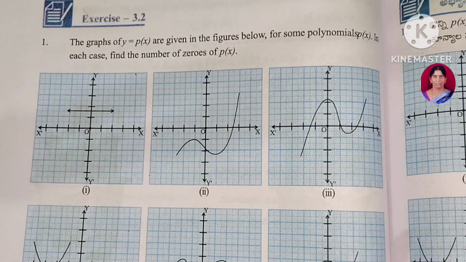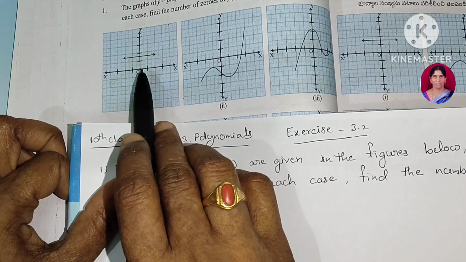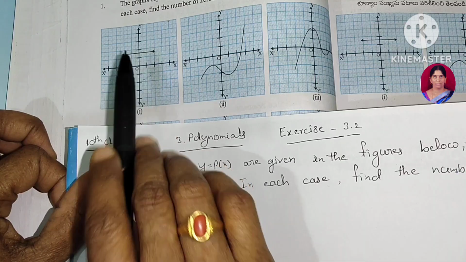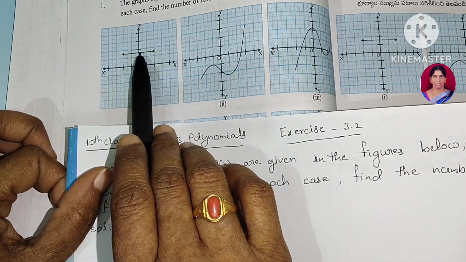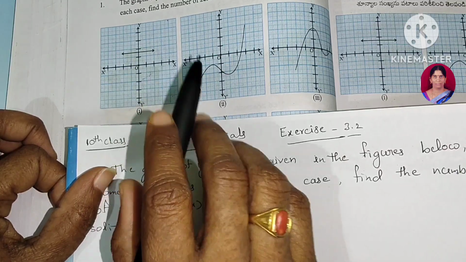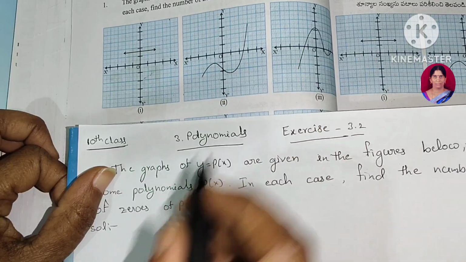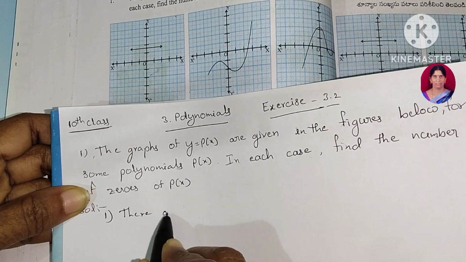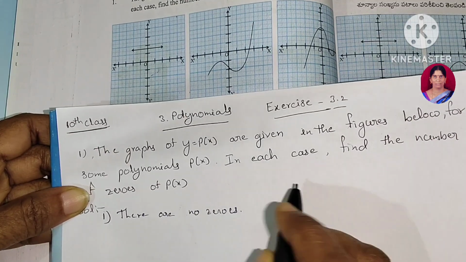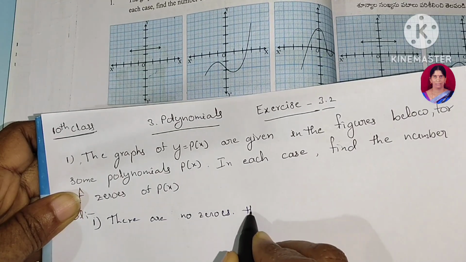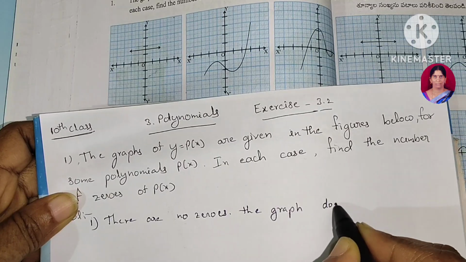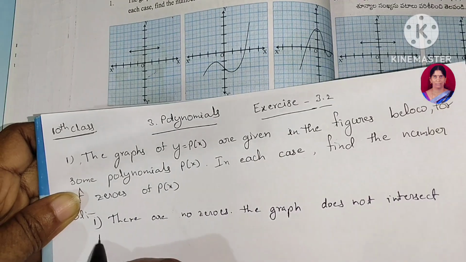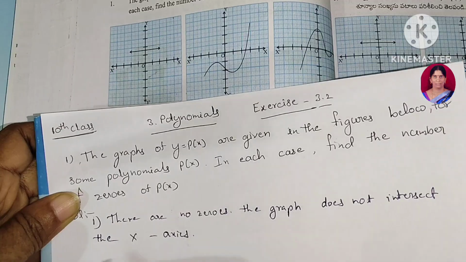The same goes for the next one also. Here we observe the first graph. The given line intersects only the y axis and does not intersect the x axis, so there are no zeros. We write the first answer: there are no zeros, because the graph does not intersect the x axis. So this is the first answer.